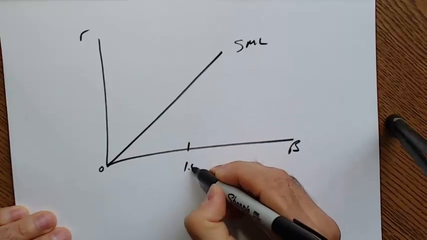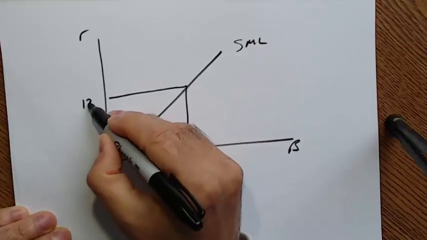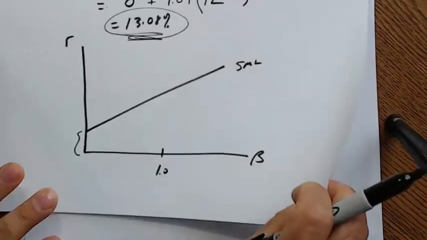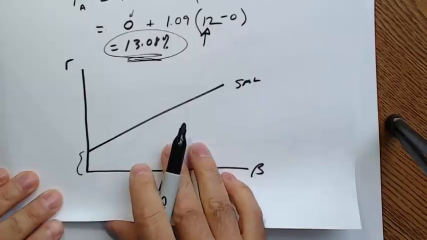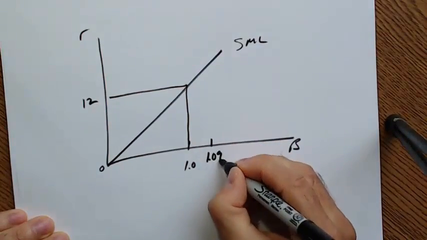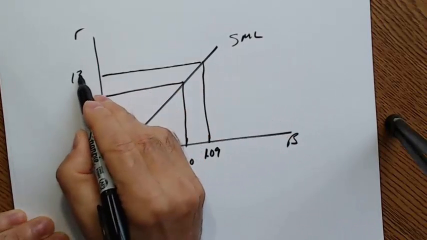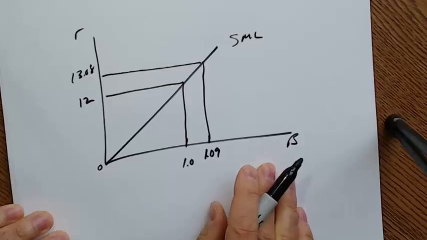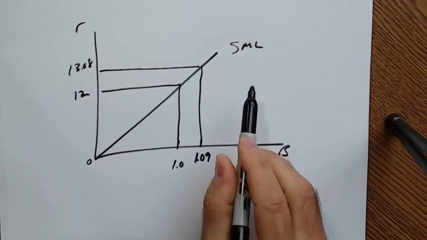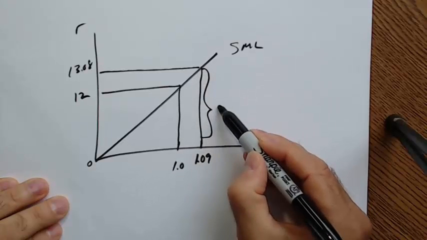The stock market has a beta of 1, so you come up and over, it's 12% according to what I just told you right here. And Apple has a beta of 1.09, and we come up and we come over and we expect 13.08. And so the return that you're getting from Apple, it's all risk premium.